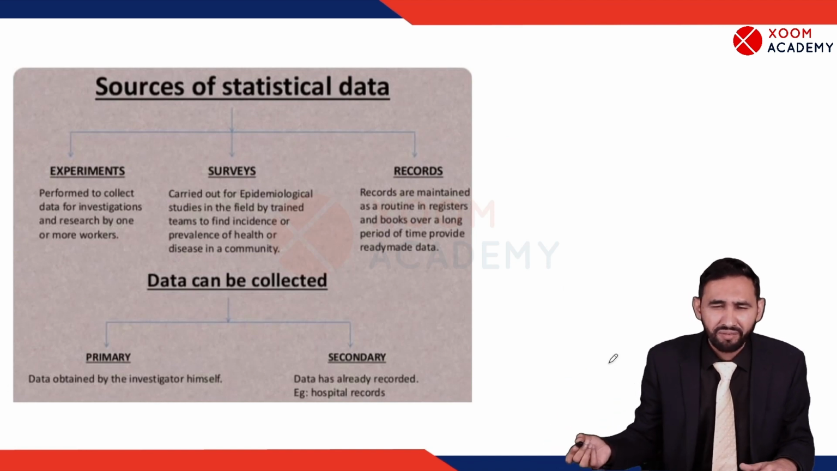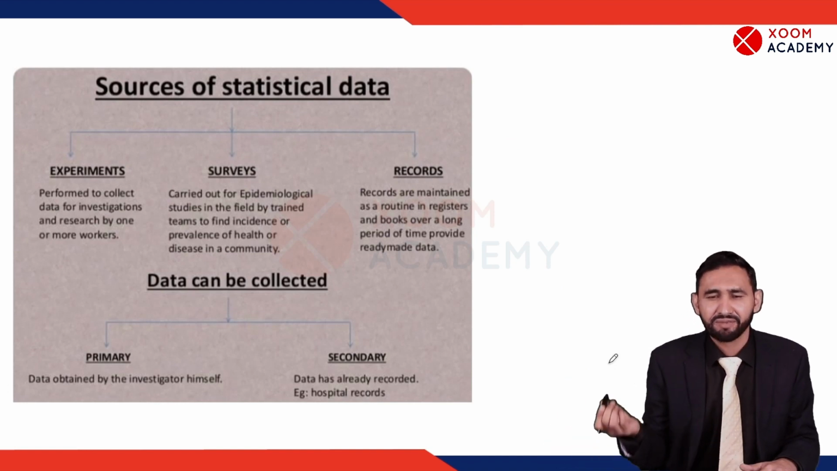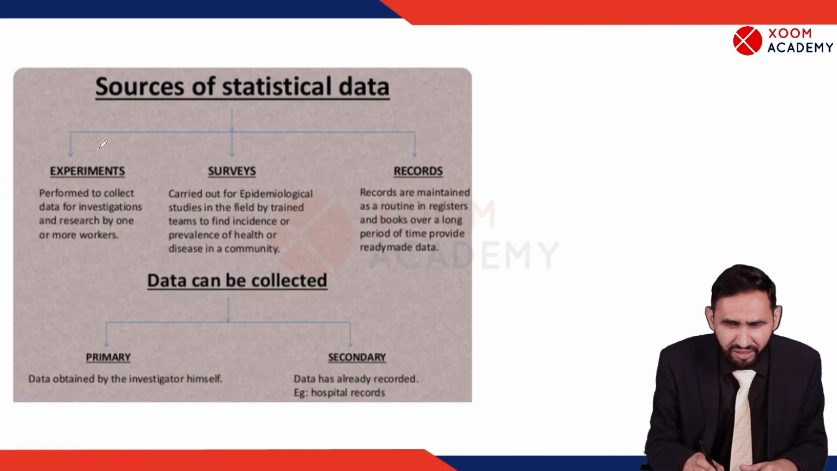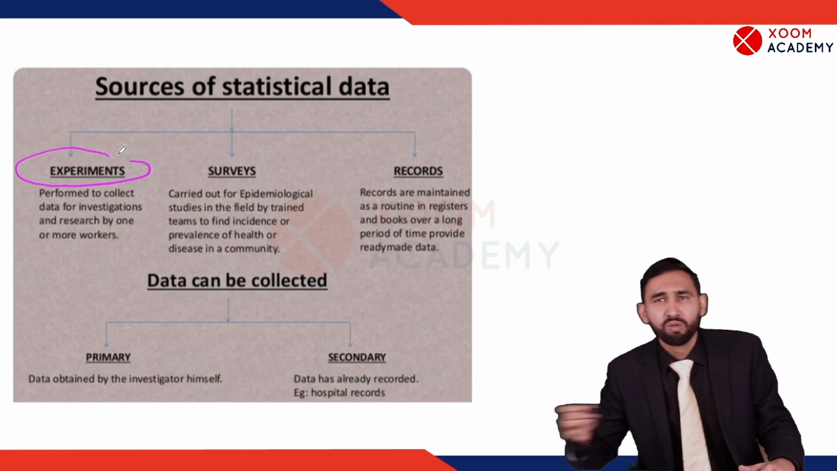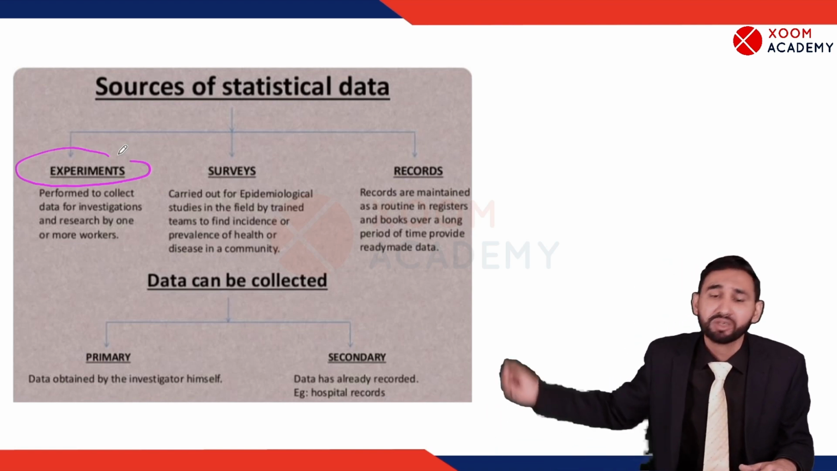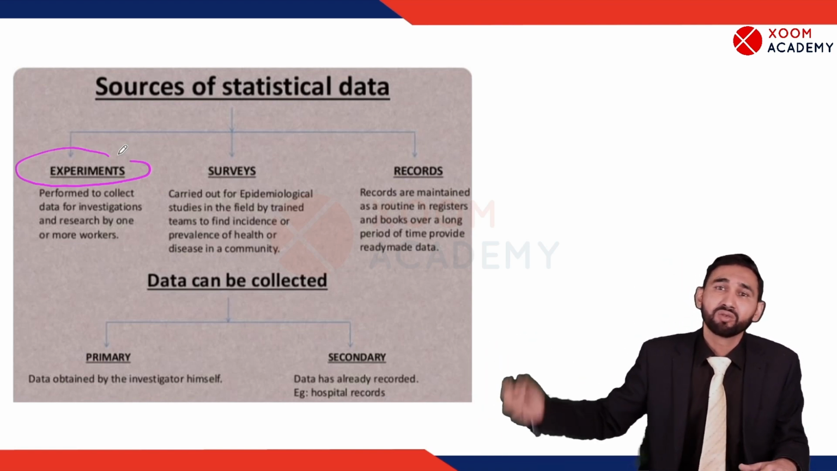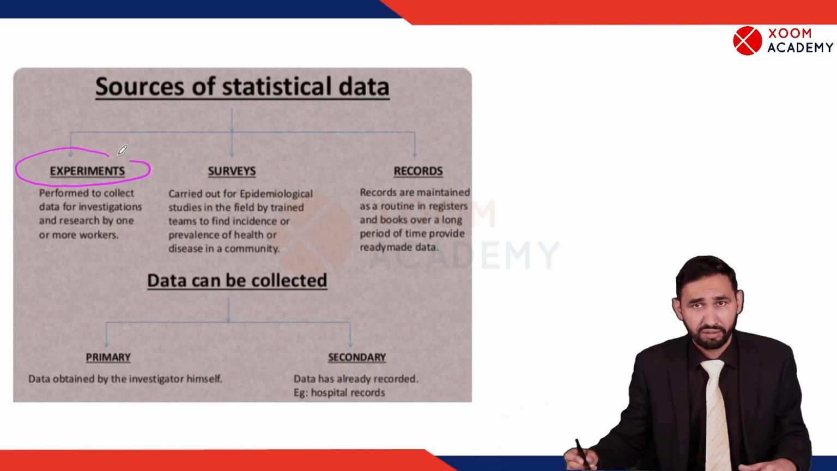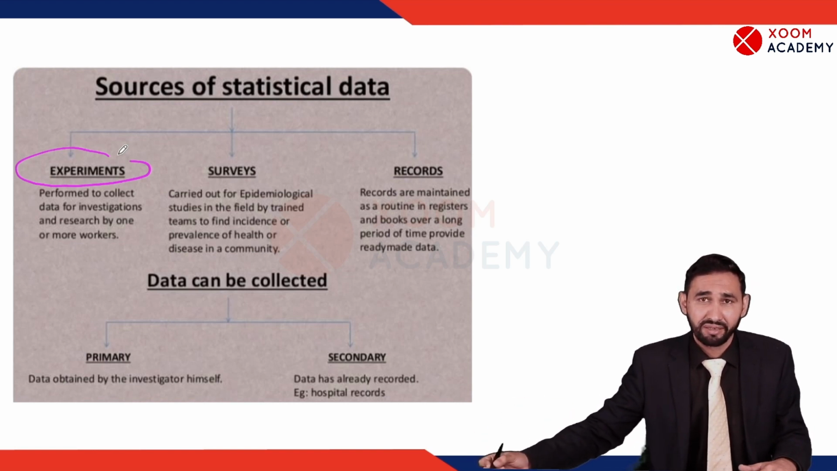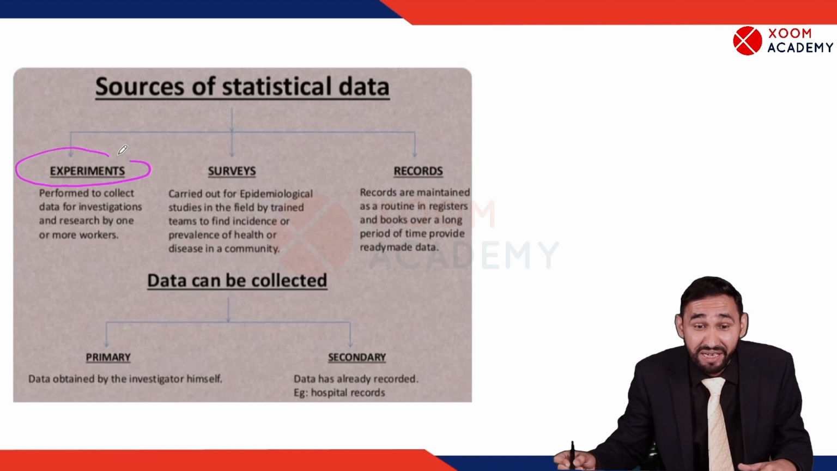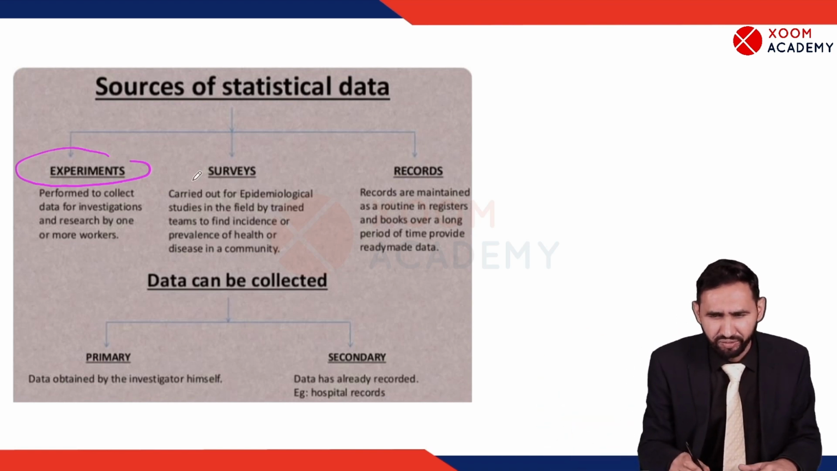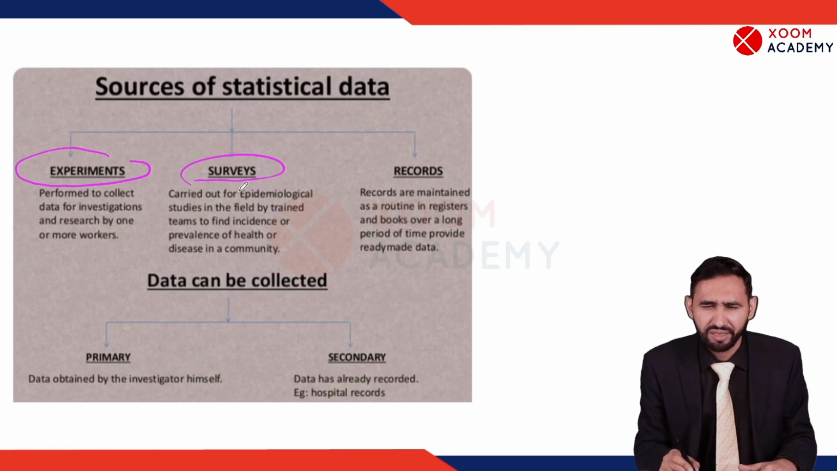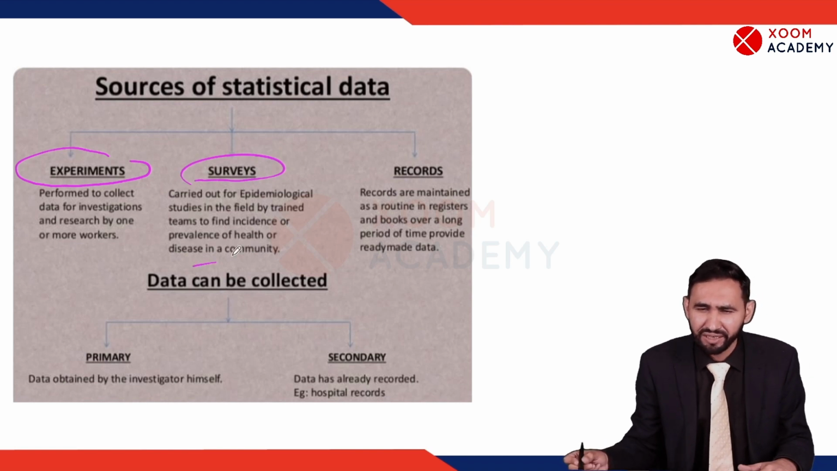What are various sources of data? Data is collected from various sources, like experiments. We perform certain experiments, randomized controlled trials, and non-randomized controlled trials to collect the data. Like we want to collect data regarding use of atenolol, regarding corona vaccine. We need to perform certain experiments. These experiments will provide us the data. Then surveys. We do certain surveys, like cross-sectional surveys, community surveys. They give us the data.